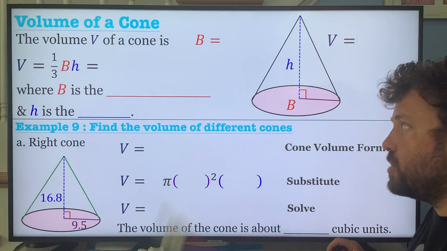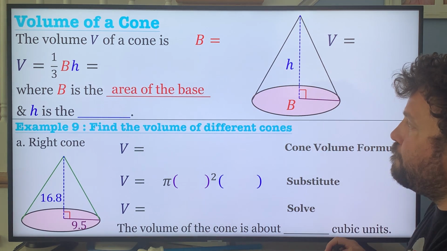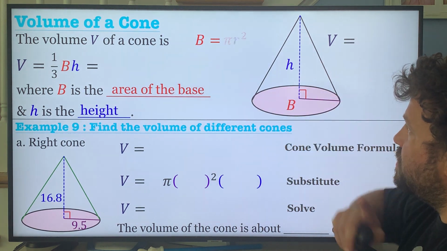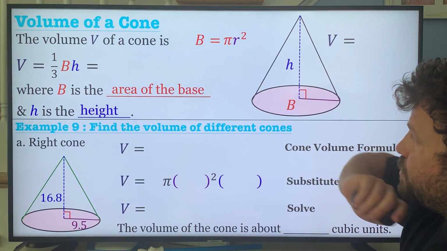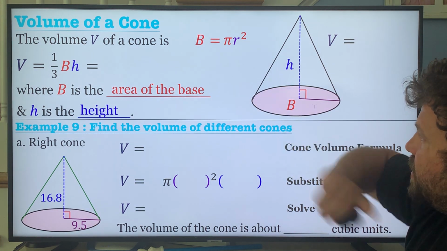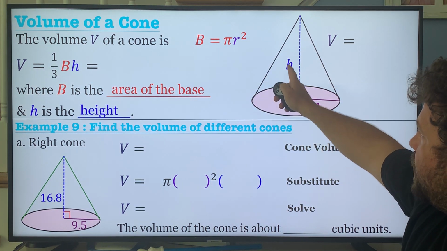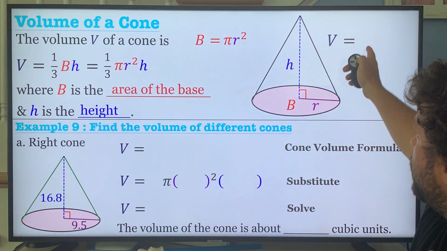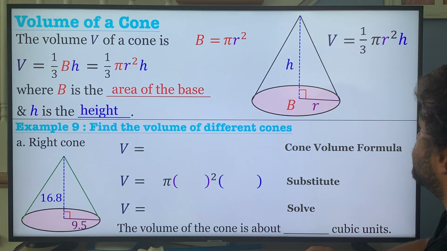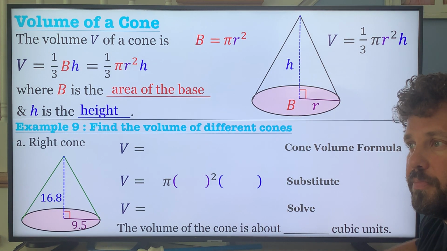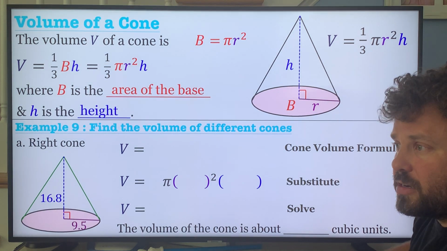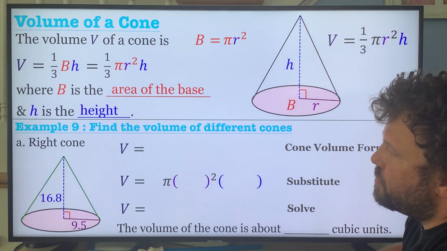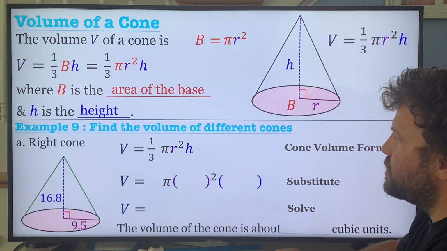However, a cone always has the same base. The base of a cone is always a circle, and the area of a circle is what? B is the area of the base, H is the height. What's your base equal? As we did with the cylinder, the base is pi r squared. So the volume of this is 1/3 pi r squared, which is the area of your base, times height. One straight formula, 1/3 pi r squared h. Got it? Volume of a cylinder, pi r squared h. So it's just a 1/3 difference.